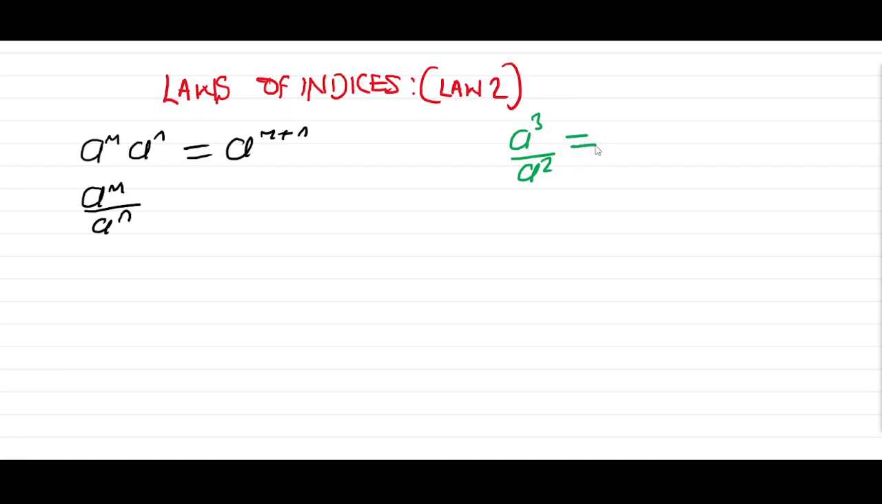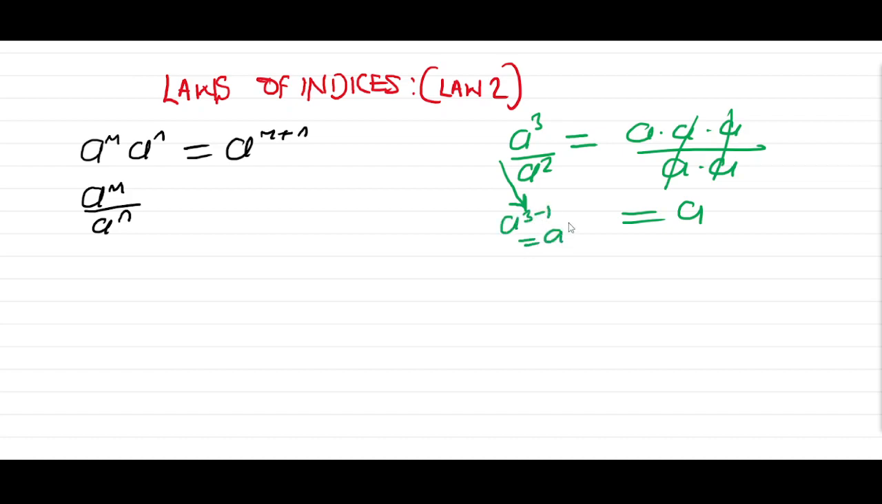Here we can write this in full and get a times a times a all over a times a. So we observe that two of the a's cancel out and the answer is a. But then we can still observe that we could have just written a to the 3 minus 2 to get a to the first power and still get the same thing.